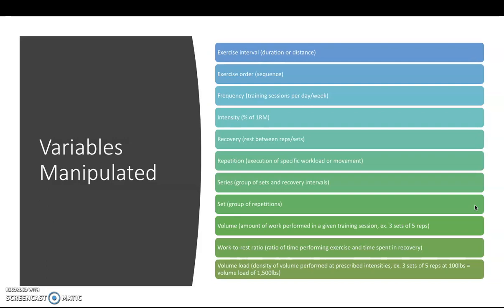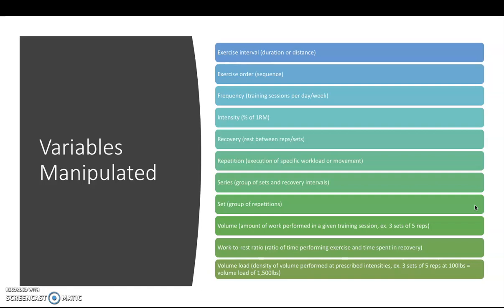If we're looking at variables that you can manipulate within each season, you're looking at exercise intervals, so maybe duration or distance, the order in which you're doing exercises, and the frequency, so maybe you're going to be training more or less. In season, you're looking at about 2 days a week if you're lucky. When you're out of season, you can go anywhere between 3 to 5 days of training. Intensity, so things like your percentage of your 1RM and the recovery you have between reps or sets. Repetition, so execution of a specific workload or movement. Series, so a group of sets and recovery intervals. Set is your group of repetitions.